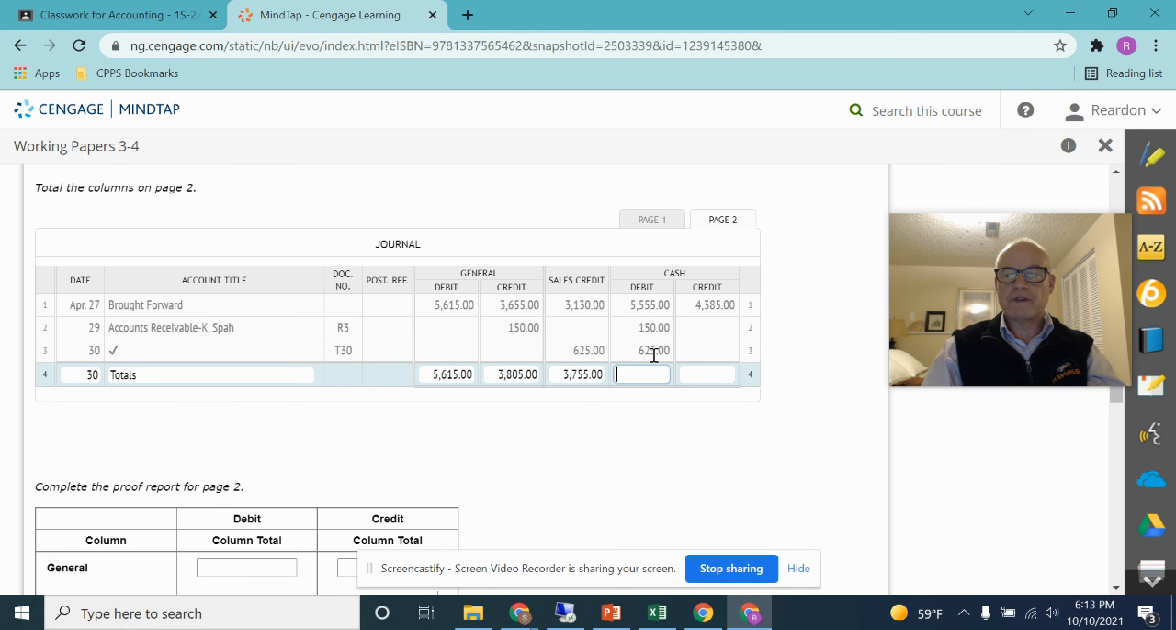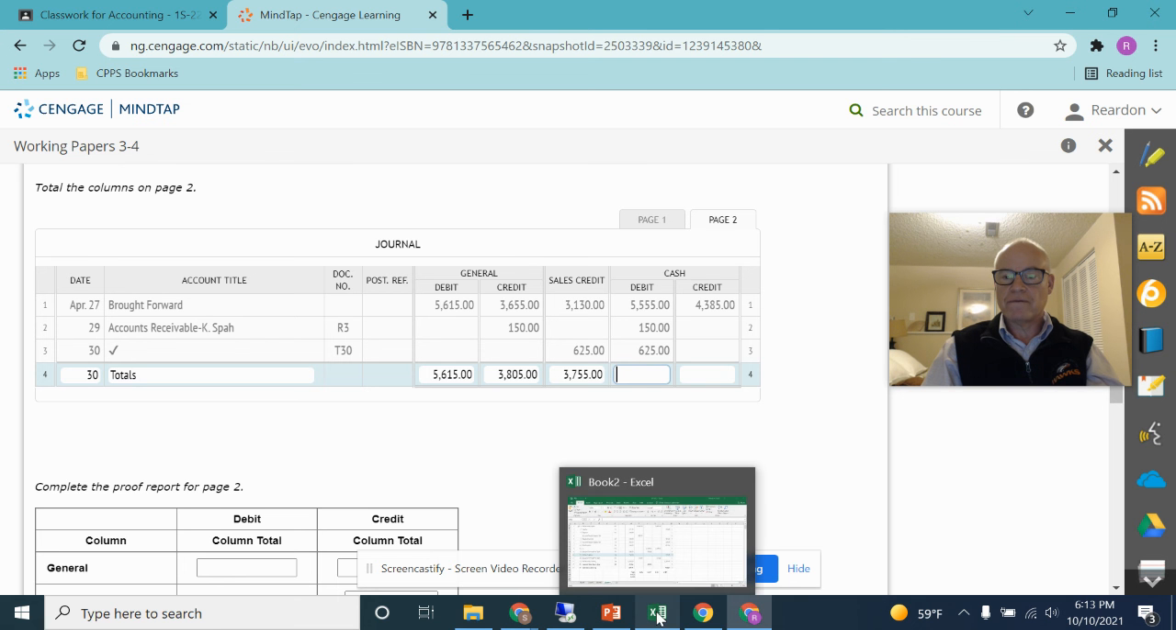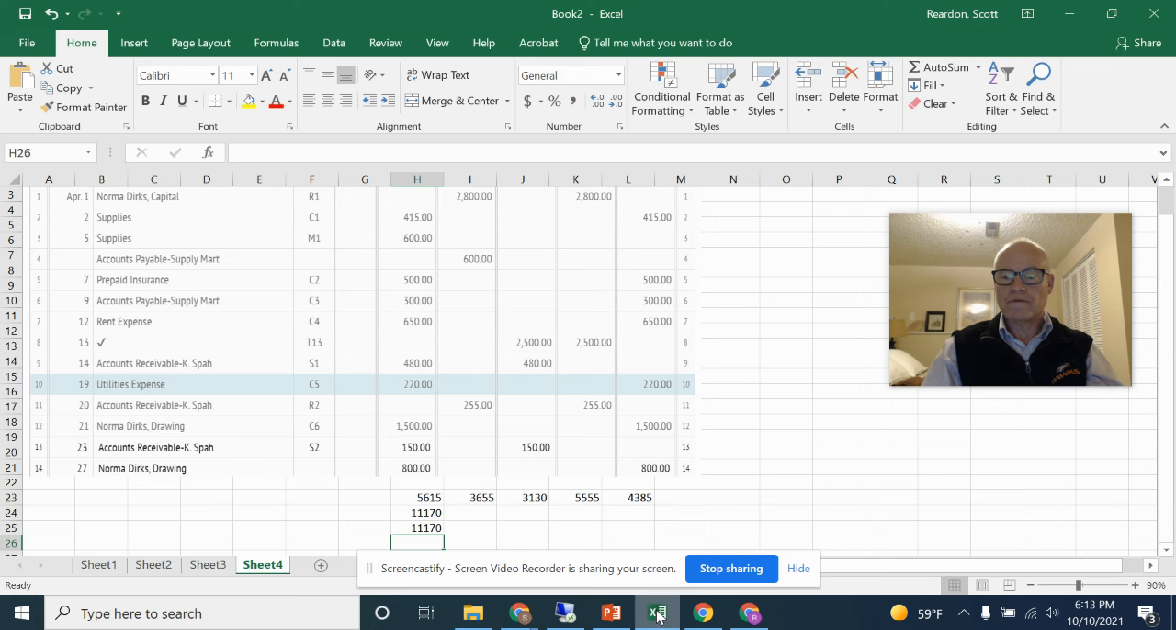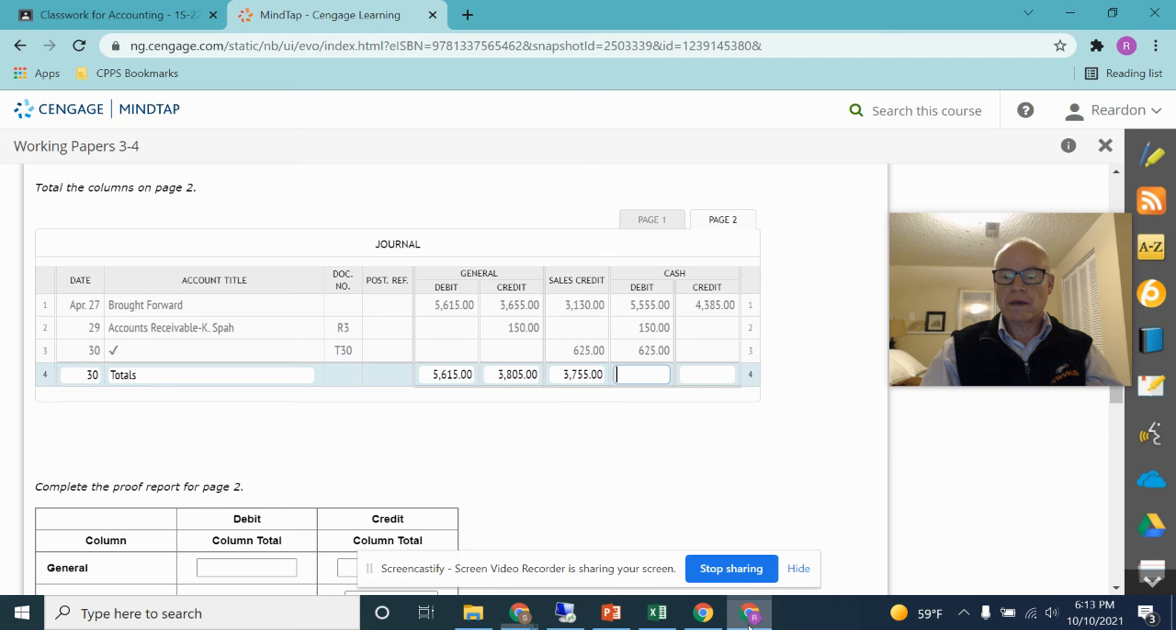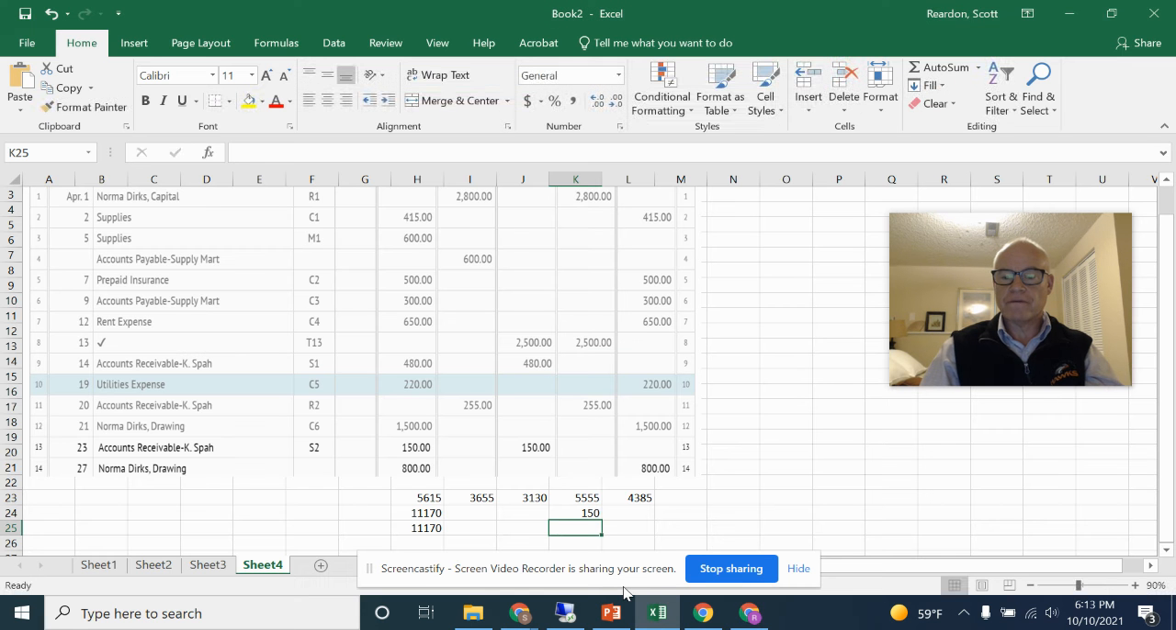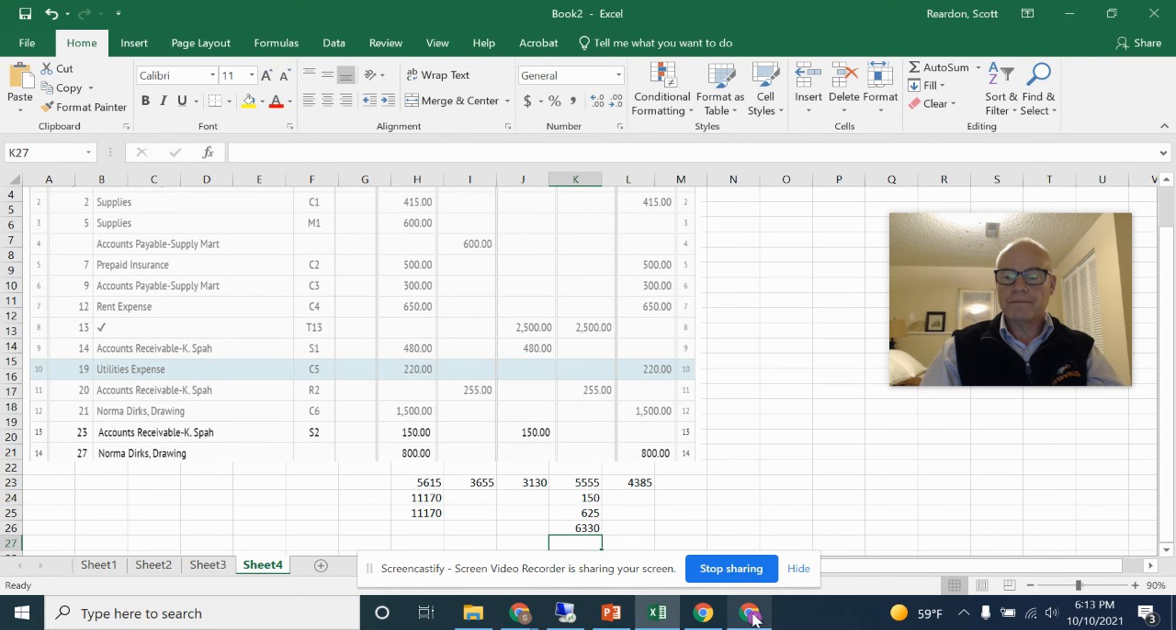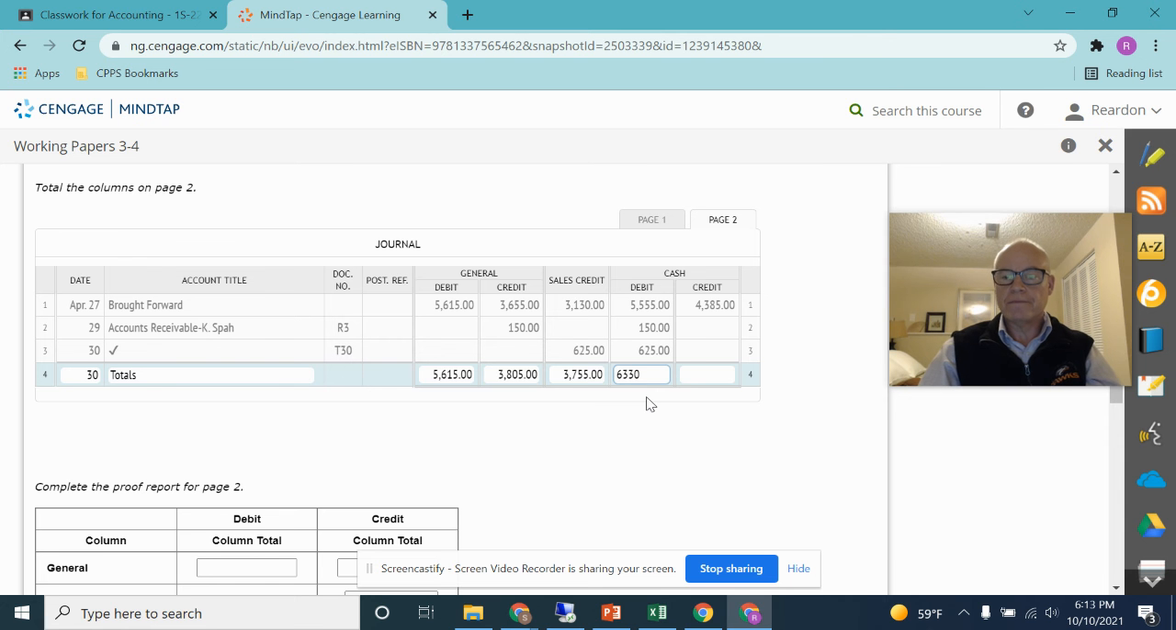5555 plus 150 plus 625. What is that? 555 plus 150. I'm going to do some math here. 555 plus 150 plus, hang on there, Reardon, 625. What is that total? I'm going to use my sum command here. 6330. Okay, 6330. And then 4385.